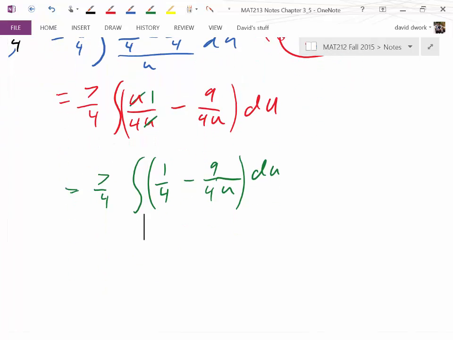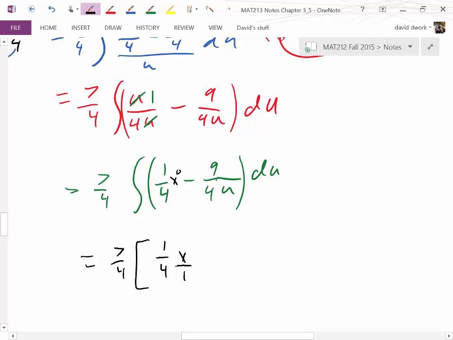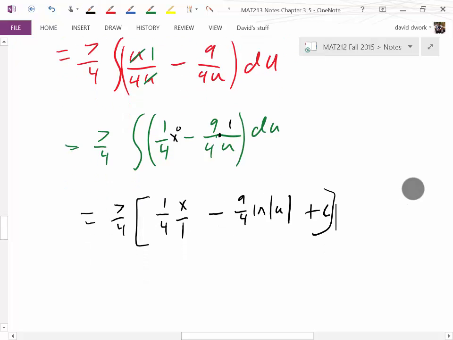So now, is this something we can integrate? Well, this first term's just a constant, so that's not too bad, right? The integral of 1/4 is, well, who cares? The variable is x to the 0, so the power rule says add 1 to it. So it's just going to be 1/4 x to the first divided by 1. So hey, that's not too bad, right? Minus, now here I've got 9/4 times 1 over u, and the integral of 1 over u. Oh, that's just natural log. Not too bad. Natural log of u. Oh, and then of course don't forget plus c. Okay, so hey, that integral wasn't too shabby.